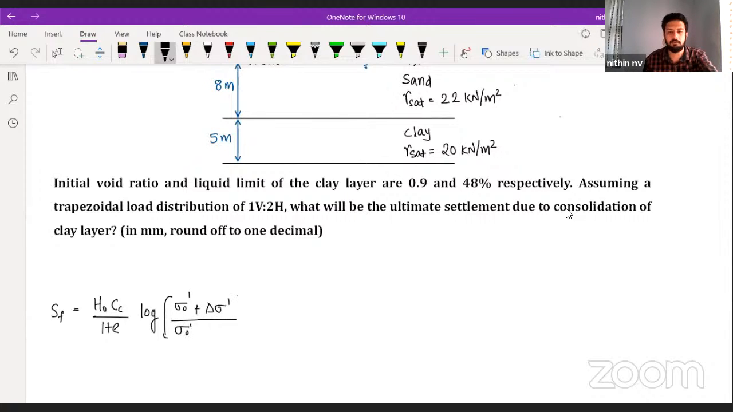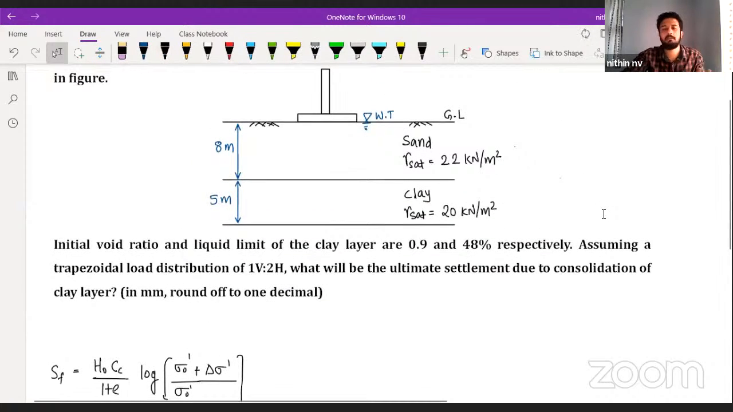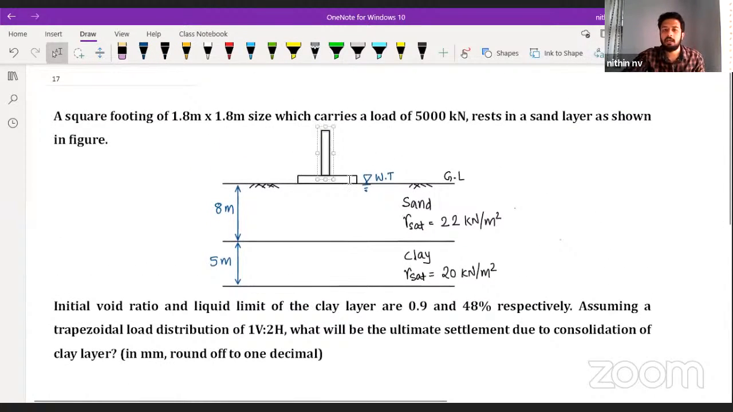What do you mean by final effective stress? Initially, we will be having some effective stress there. Now we are introducing this footing. Because of this footing, we are giving a 5000 kilonewton load. Because of this extra load, whatever effective stress is already there will increase.